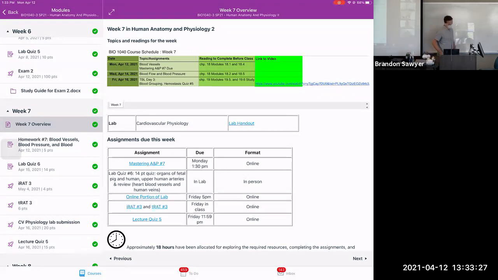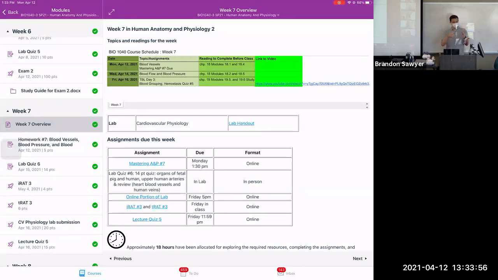Okay, so lab this week, we'll get a break from the dissection. So you'll be taking a quiz on the dissection stuff, but we're not actually doing dissection in lab this week. The lab is over cardiovascular physiology. So it's a different handout that you need to have ready this week. It's linked right there on Canvas, so make sure you have that handout available.